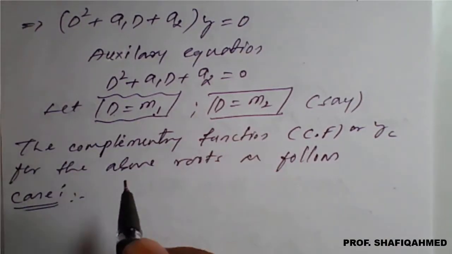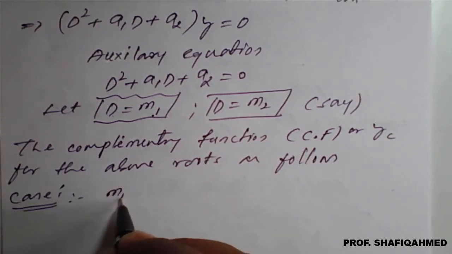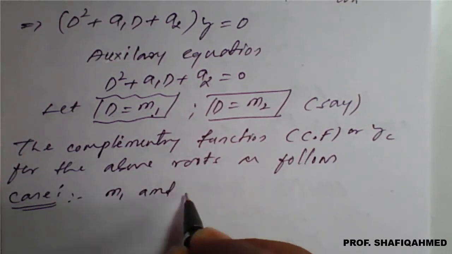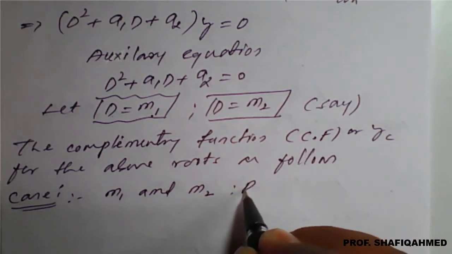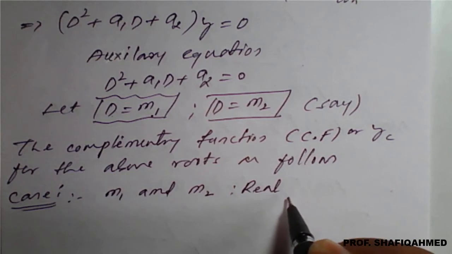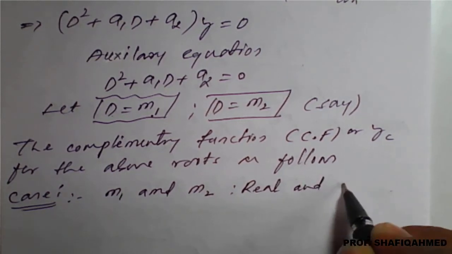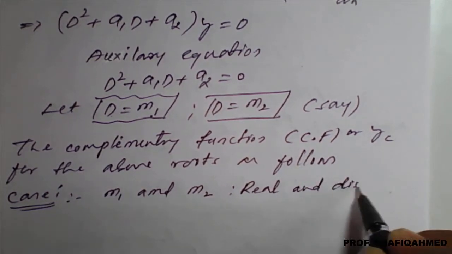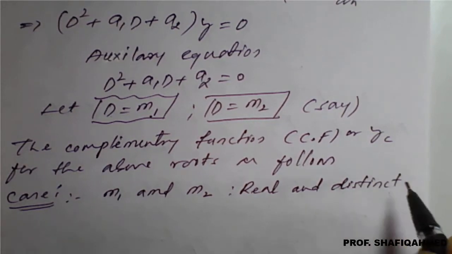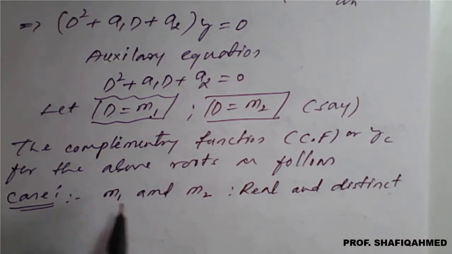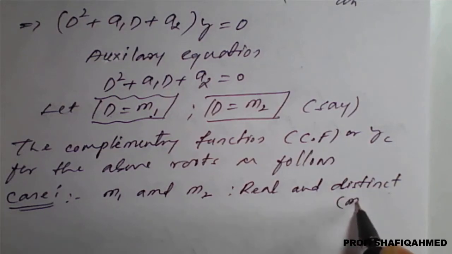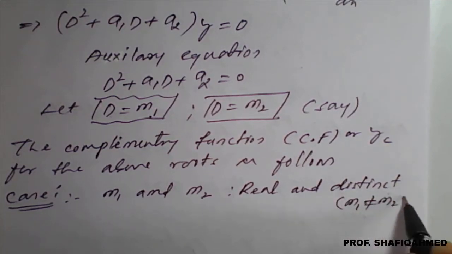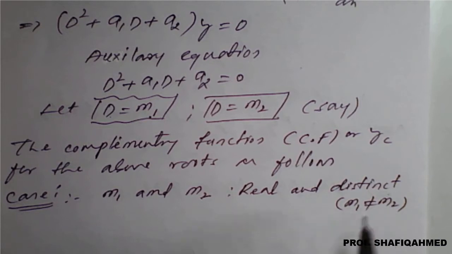The roots m1 and m2 are real and distinct. Means m1 like 2 and 3, they are real numbers, but distinct means different. M1 and M2 are not the same. Distinct means m1 is not equal to m2.